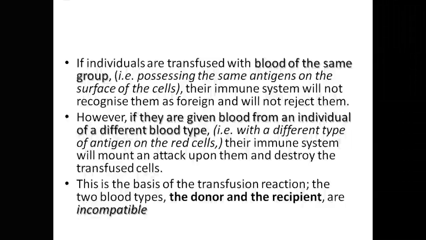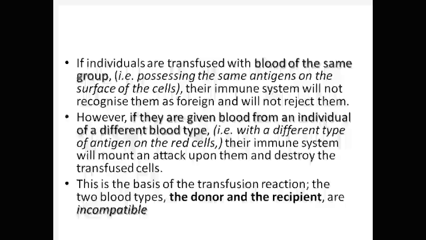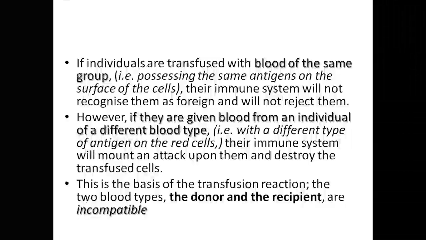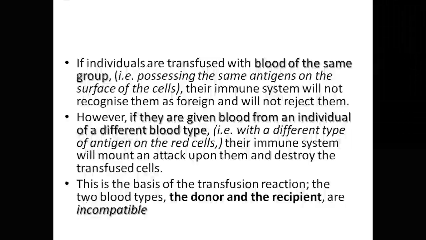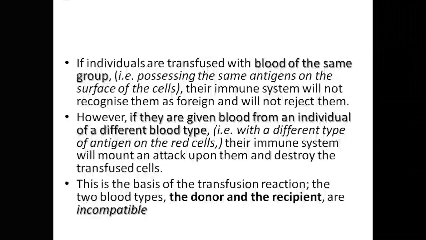As a result, a transfusion reaction will occur, a coagulative reaction that signifies a rejection of the donated blood from the other patient. With a different type of antigen on the red cells, the immune system will mount an attack upon them and destroy the transfused cells. The antibodies destroy the transfused cells, the cells that have the antigen. Antibodies are the ones fighting the cells having the specified antigens.